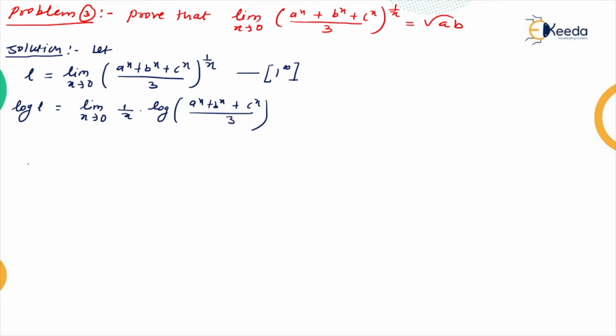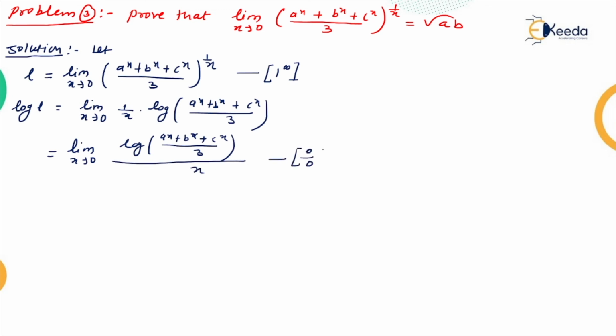Now this can also be written as the limit as x tends to 0 of log of (a^x + b^x + c^x divided by 3), and total divided by x. Now it takes the form 0 by 0 again. If this is 0 by 0 form, you just have to operate L'Hospital rule. So therefore by L'Hospital rule.